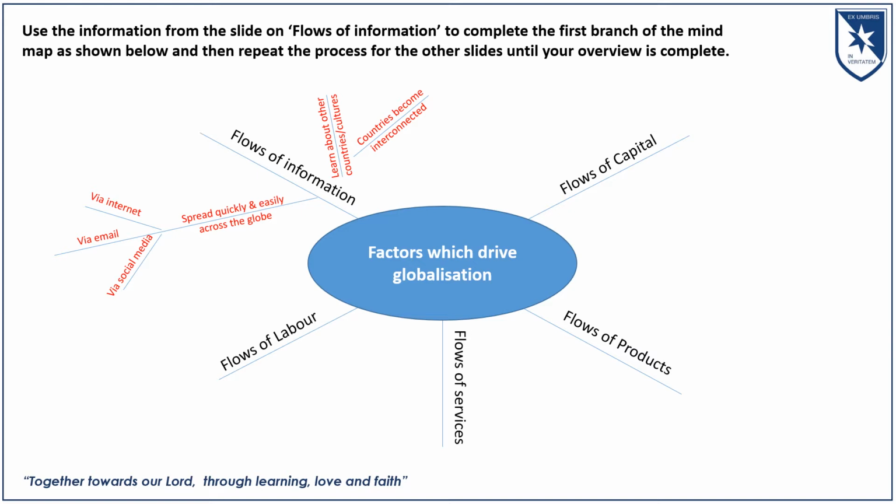Okay, so you can see what I've done here. I've given you an example of how to do the first branch of your mind map. So what I've done is I've summarised all the key bits of information and I've added them to the flows of information branch of the mind map. And as you can see, all the different pieces of information link very closely together.